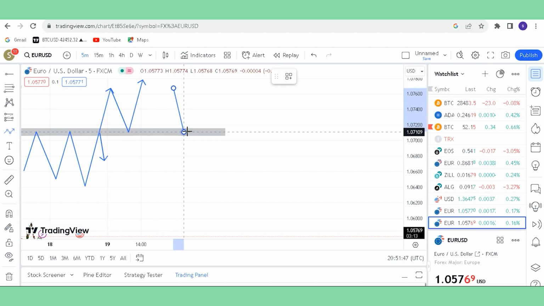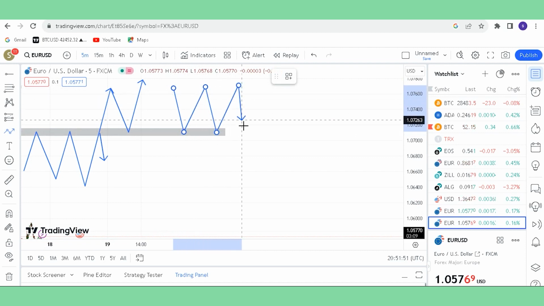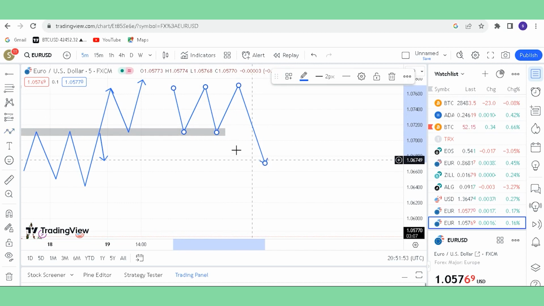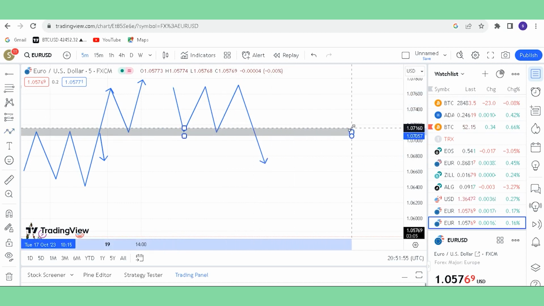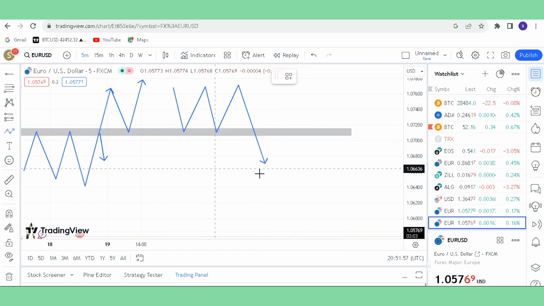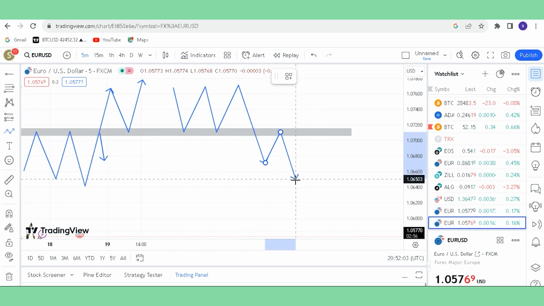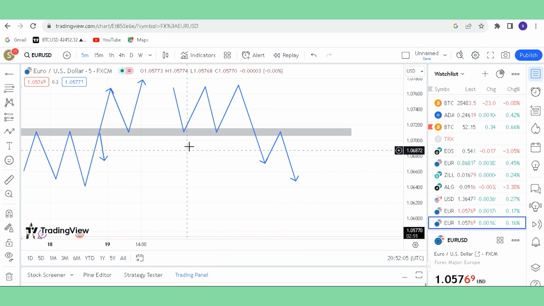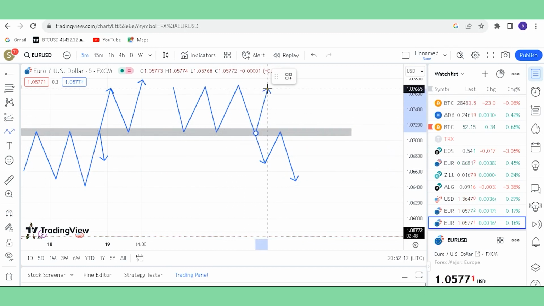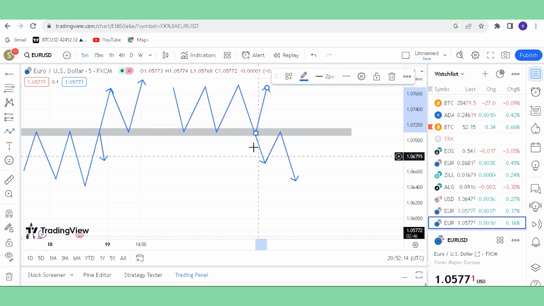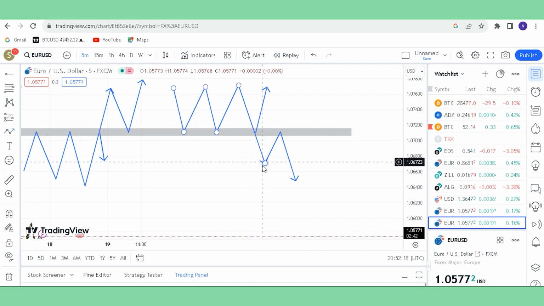When we have a support but the price crosses it, doesn't respect it, it will be a resistance after that. So it acts like this because people in hope that price will go up again here are in loss when the price drops.